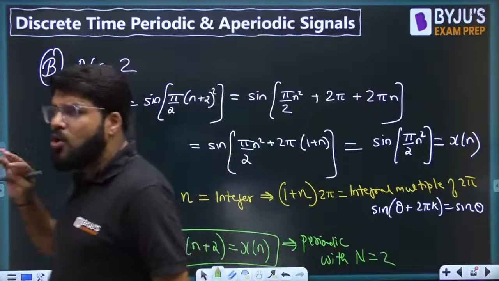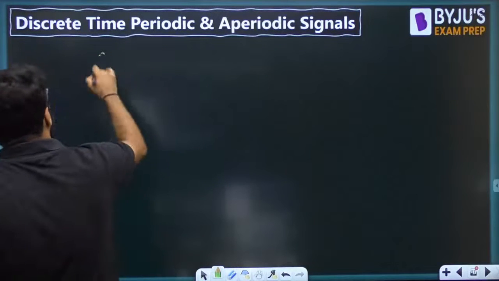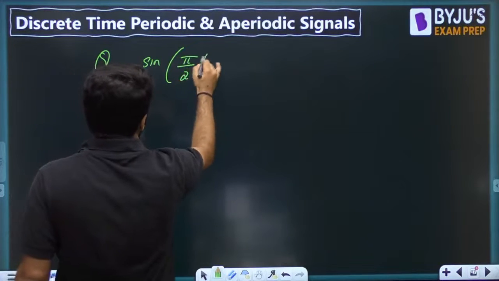Okay, so that was DT. Then I told you sin t square. This is aperiodic. But suppose I have the same question, pi by 2 t square.